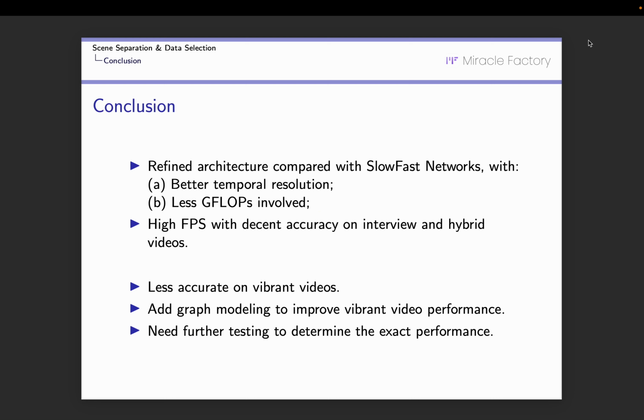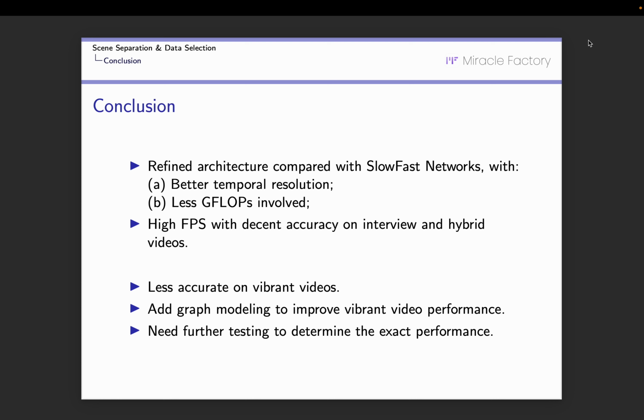So to conclude what we have talked about today, we have some upsides for our algorithm, which is that we have created a refined architecture compared with SlowFast networks. This essentially gives us better temporal resolution and fewer kFLOPs involved, so less computing involved. And the second one is that we have a very high FPS count, and we have reached decent accuracy on interview and hybrid videos.